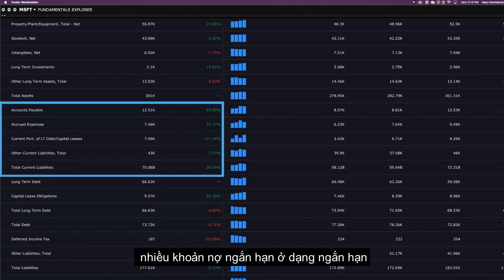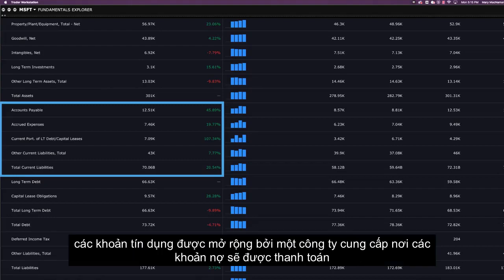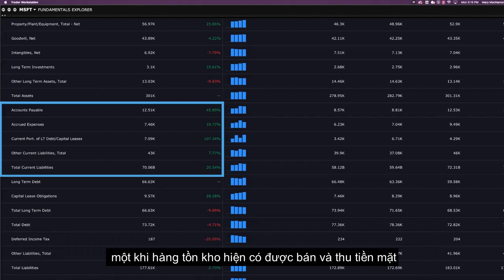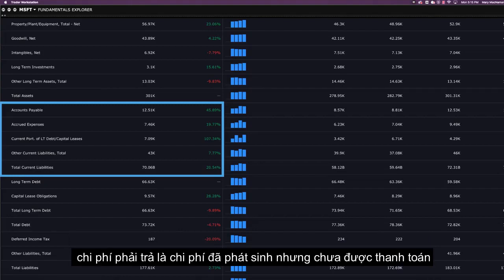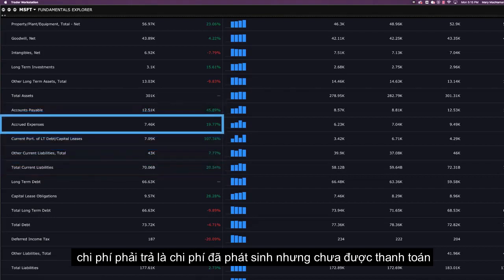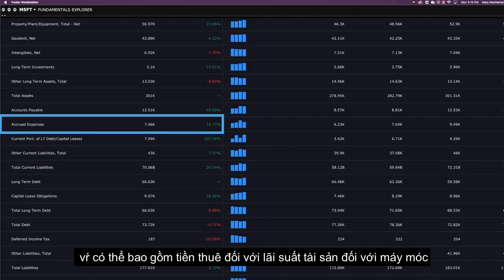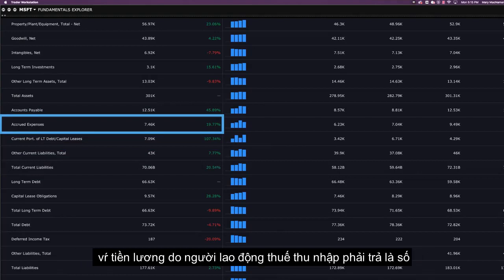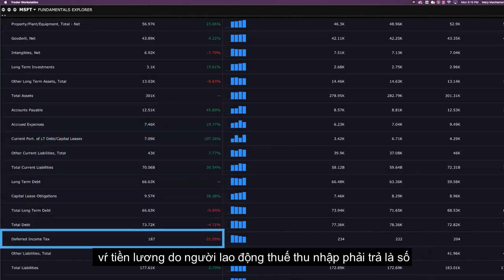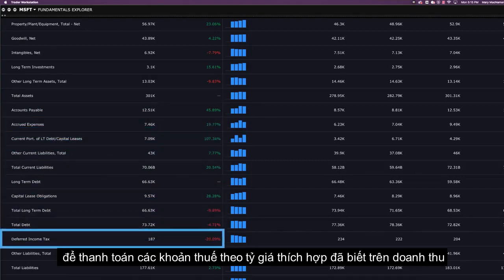Many current liabilities are in the form of short-term credit extended by a supplying company, where liabilities will be paid once existing inventory is sold and the cash proceeds are collected. Accrued expenses are costs incurred but not yet paid and can include rent on property, interest on machinery, and salaries due to employees.